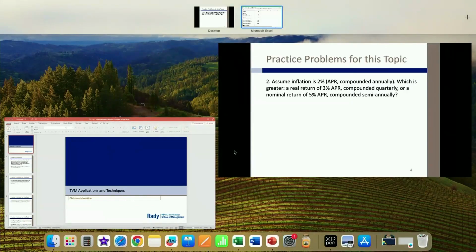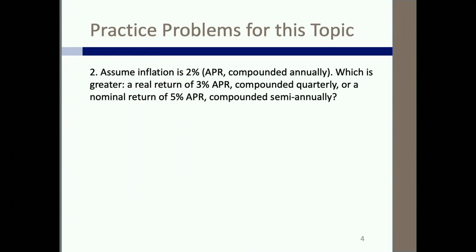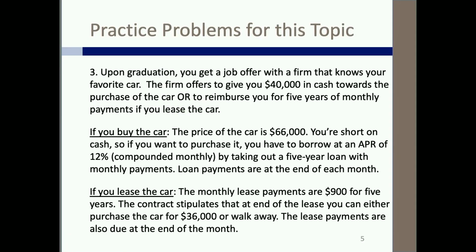All right, back to the slides for the next problem. Upon graduation, you get a job offer with a firm that knows your favorite car. The firm offers to give you $40,000 in cash towards the purchase of the car or to reimburse you for 5 years of monthly payments if you lease the car.